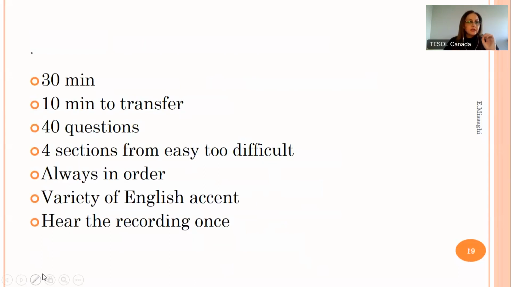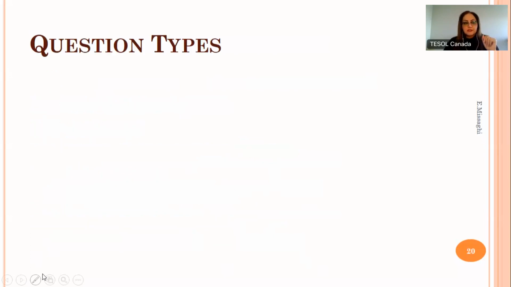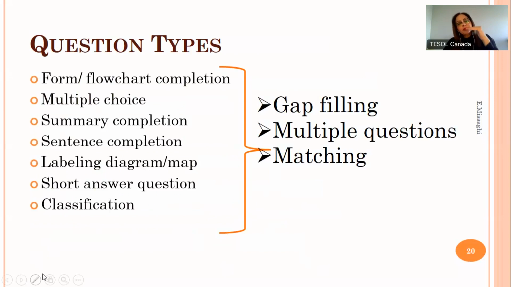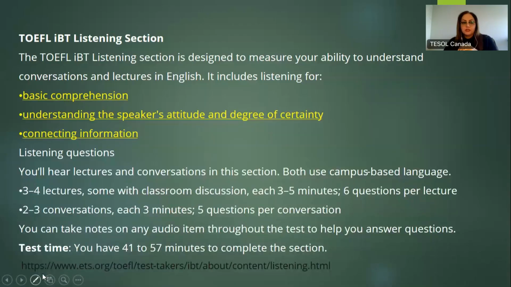and there's a variety of English accents, but 75% British accent. Types of questions: completion of flowchart, multiple choice, summary completion, sentence completion, labeling a diagram or map, short answer questions, and classification. In general, if you want to put it in three groups, we can say gap filling, multiple choice, and matching.